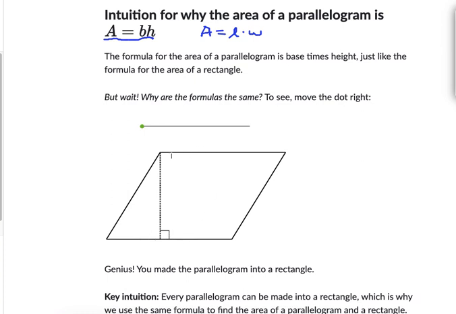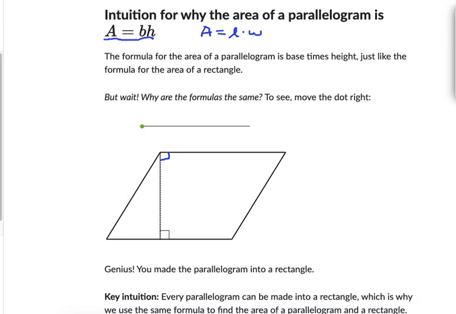So this would be a base, and this would be a base, and those are the same length. And this height right here is always perpendicular to the bases. So you could actually put a little right angle. Usually they only have it in one spot, but you could put a little right angle here too to show that height is perpendicular to both those.